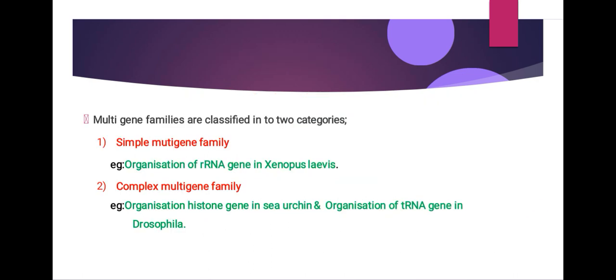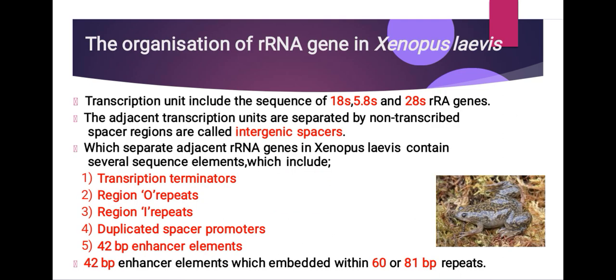Multi-gene families are classified into two categories: simple multi-gene family, for example organization of rRNA gene in Xenopus laevis; and complex multi-gene family, for example organization of histone gene in sea urchin, and organization of tRNA gene in Drosophila. The organization of rRNA gene in Xenopus laevis.